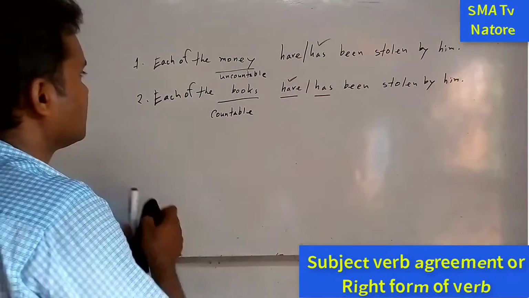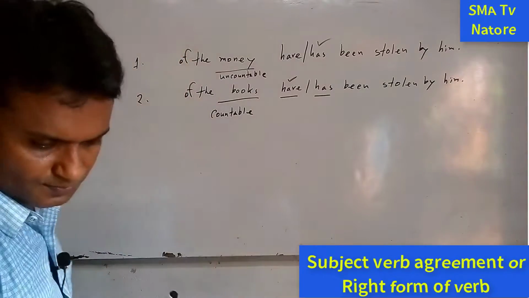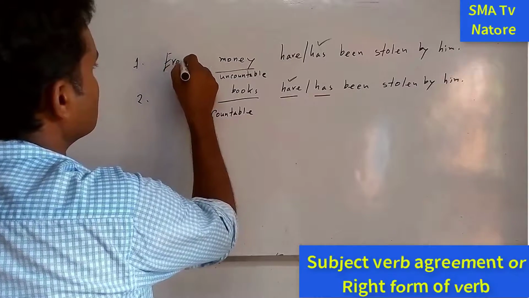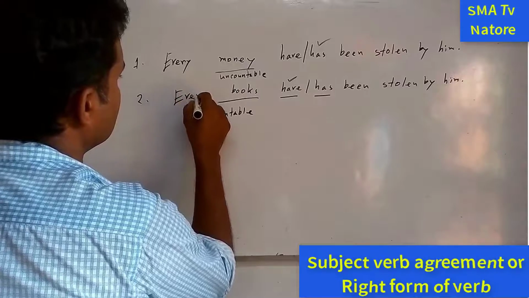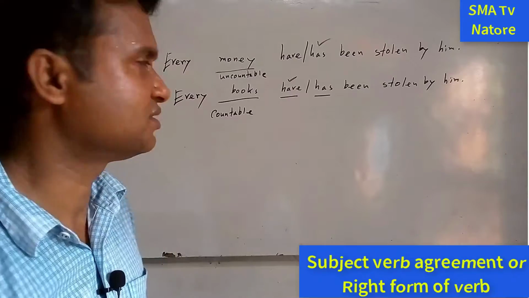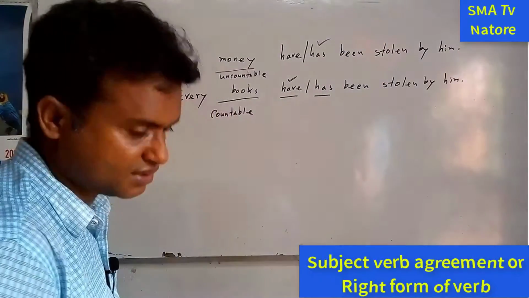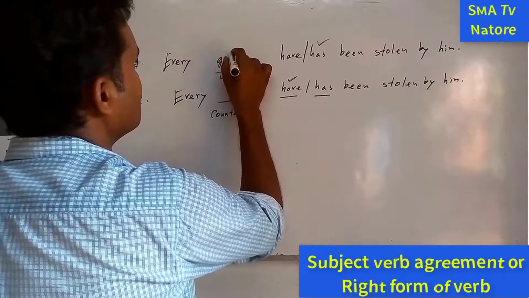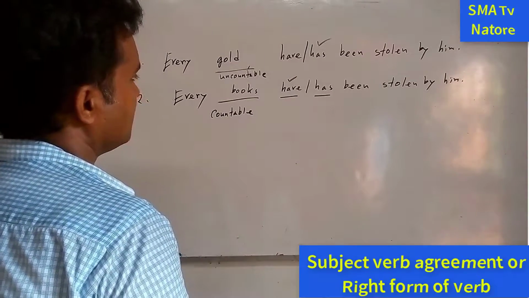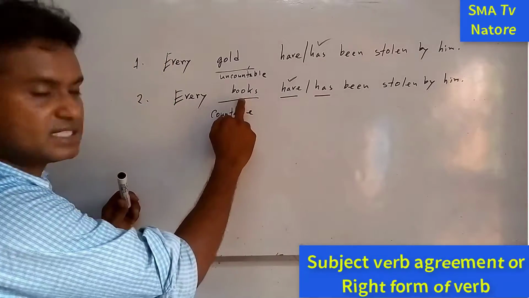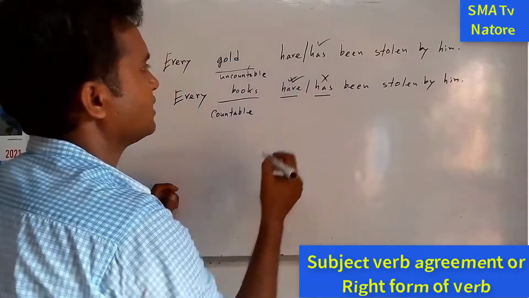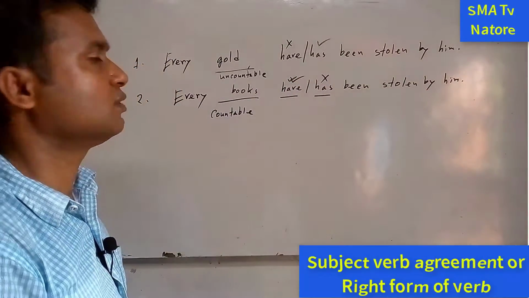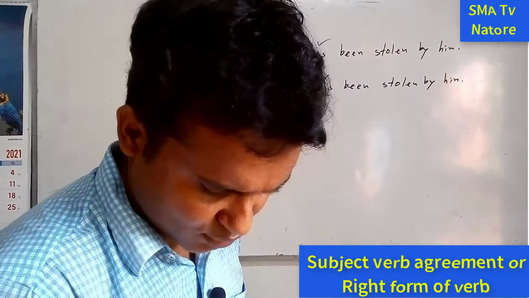Next one, every. No problem, you can write down every here. Every money is not an acceptable sound. For example, we can say every student, every gold, every books. Every books have, because books is countable. For this reason here is have, correct, but here it is not has. Every gold has, have is incorrect and has is correct here. I hope you can understand it. Or if you write down the plural form also, there is no problem.